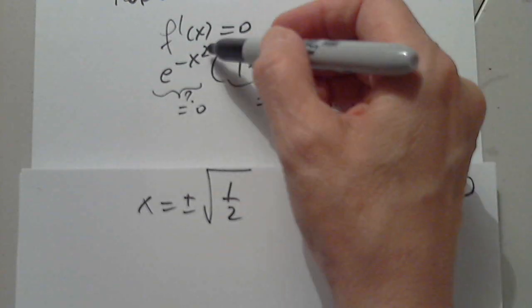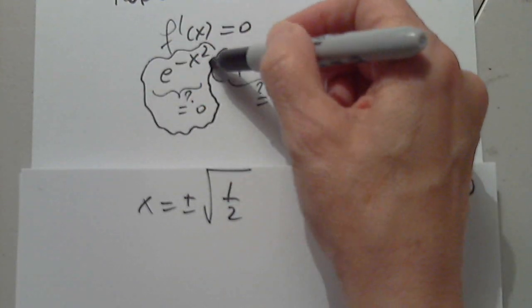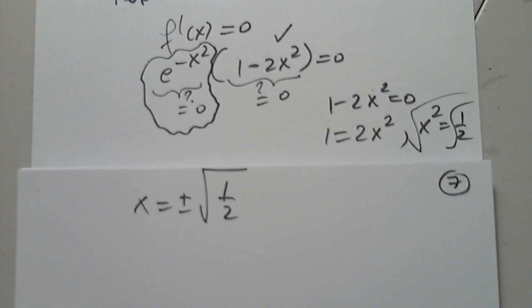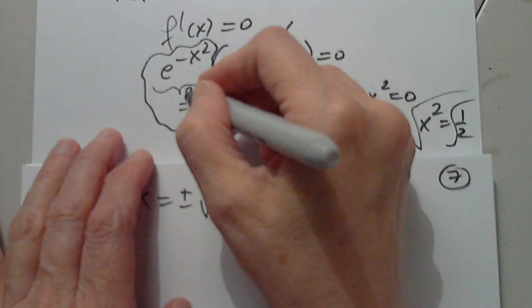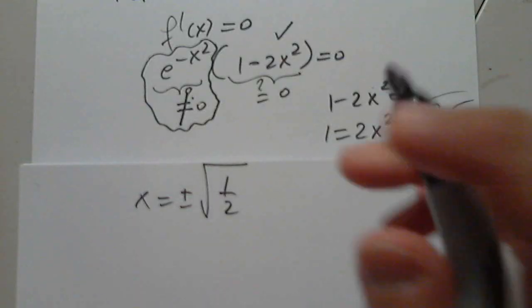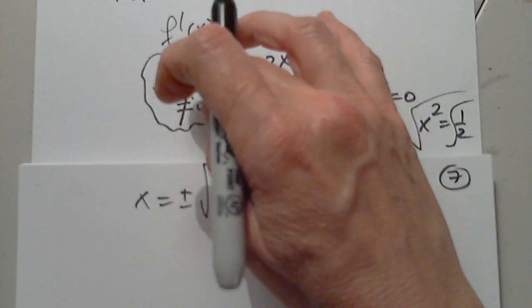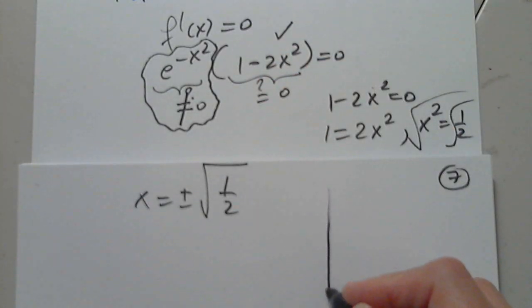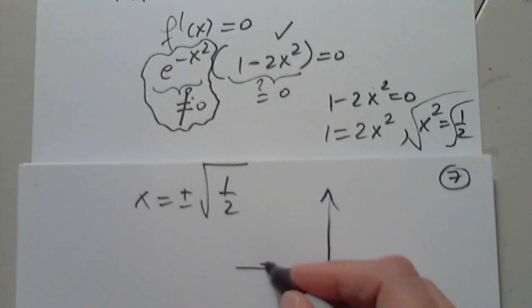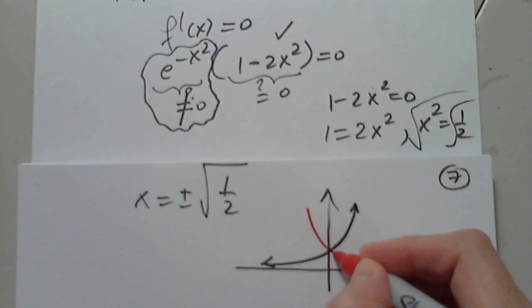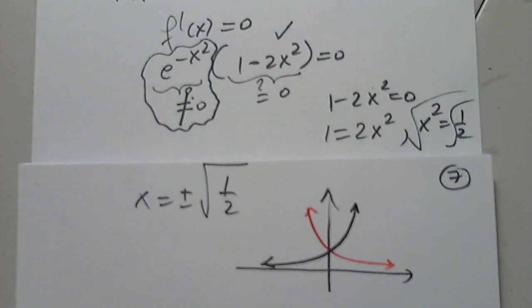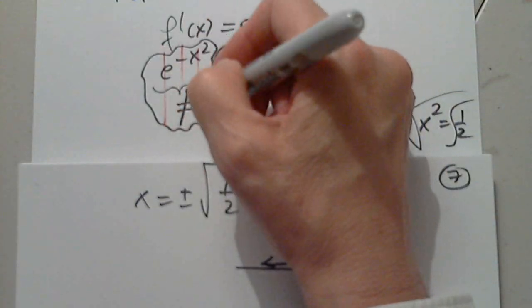So this is done. Now the question is, can this be 0? What do you think? No, never. Why? Anything e to anything either looks like this, and it's never 0, or it looks like this, and it's never 0. So this will never be 0.